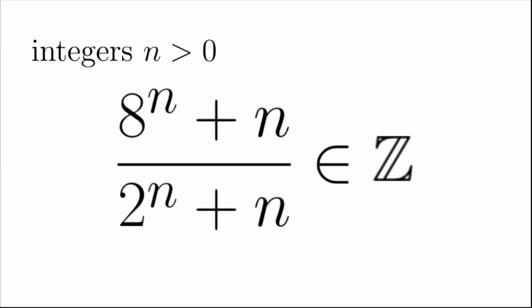In this video, we are going to find positive integers n such that 8 to the power n plus n, all divided by 2 to the power n plus n, is an integer.